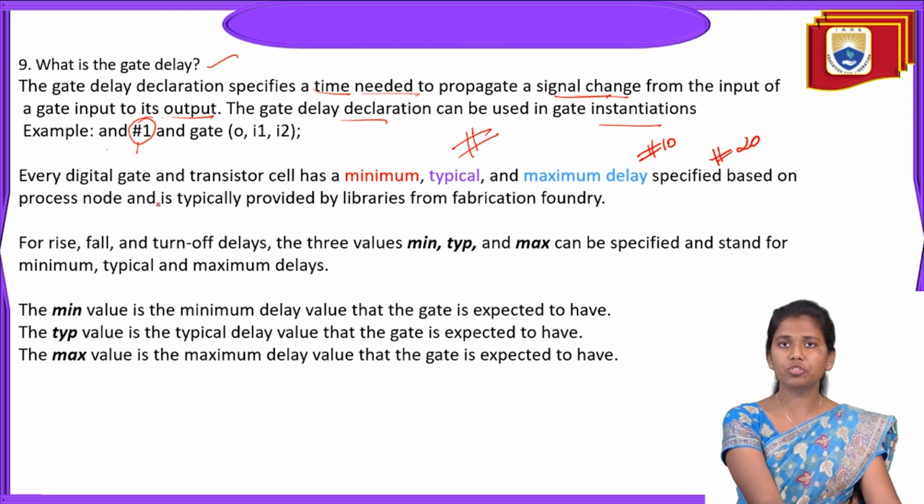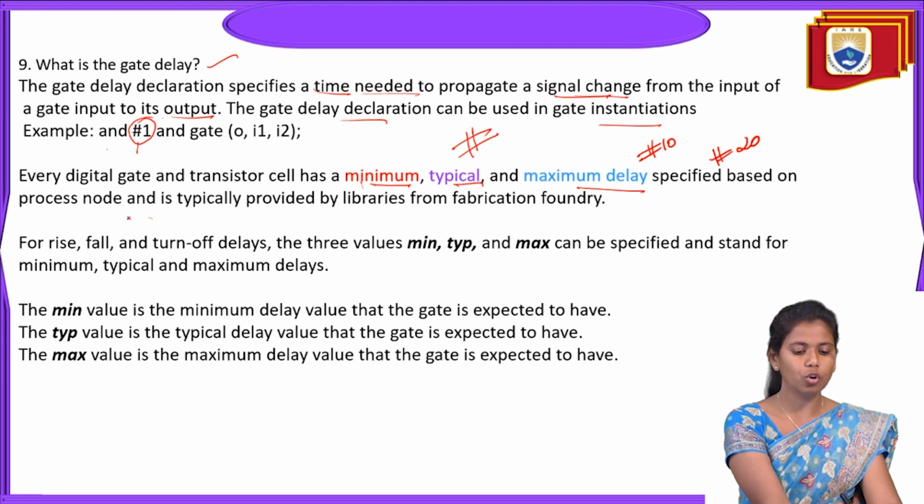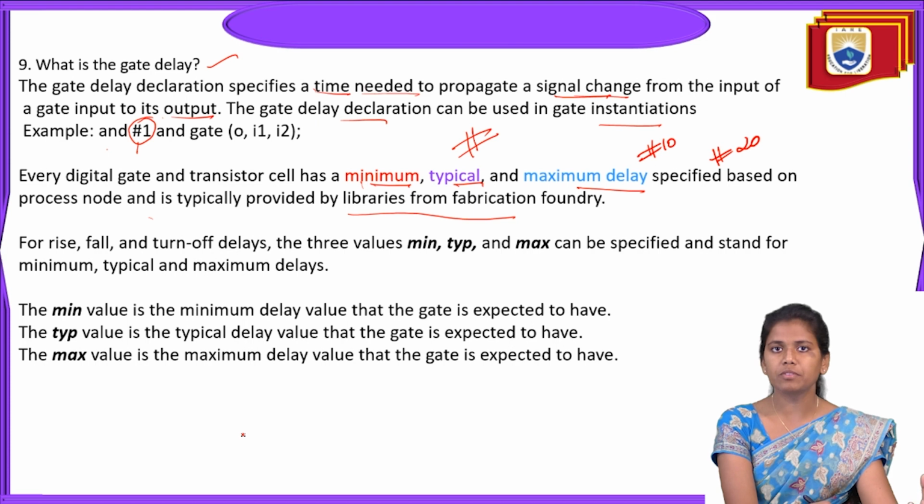Every digital gate and transistor cell has a minimum, typical and maximum delay specified based on the process node, and is typically provided by libraries from the fabrication foundry. So if you observe, this sentence is talking about the delays we will observe.